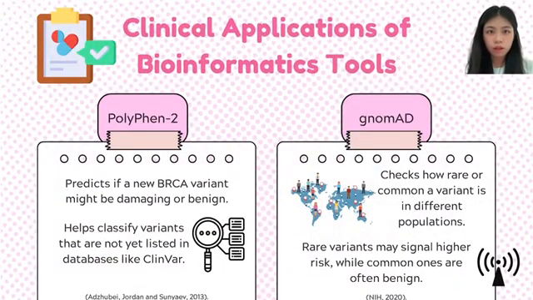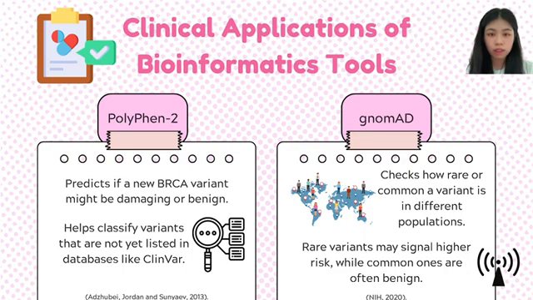I'm going to talk about how certain tools are used in clinics to deal with inherited breast cancer. First is PolyPhen-2. This tool helps predict if a BRCA variant is harmful or harmless, especially when the mutation is new and not in databases. Doctors and labs can use it to decide if a mutation could increase cancer risk.